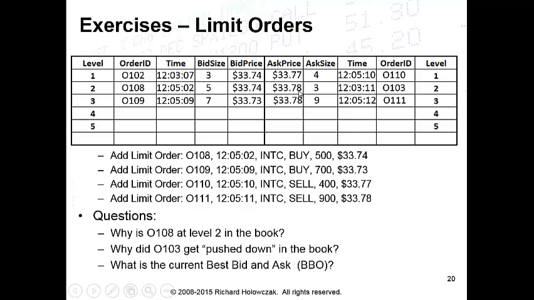Next question, what is the current best bid and ask, or what we sometimes call the BBO, the best bid and offer? And that's easily found out. We just look at the top of the bid side, $33.74, and at the ask side, it's $33.77. What is the current spread? That's simply going to be the difference, 33.77 minus 33.74. And so currently there is a 3-cent spread between these two.